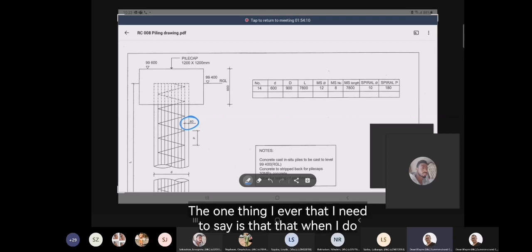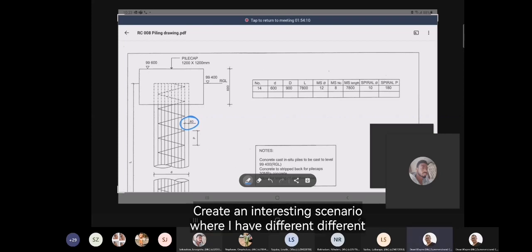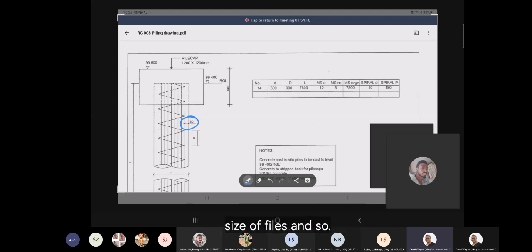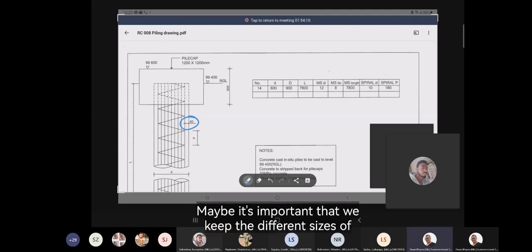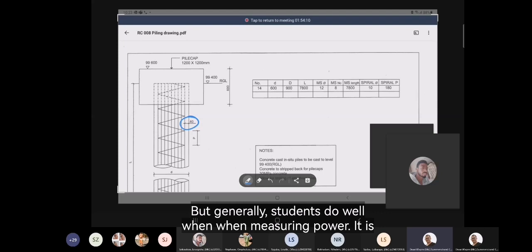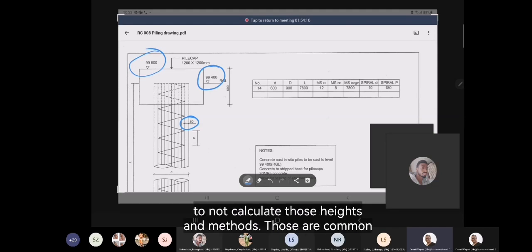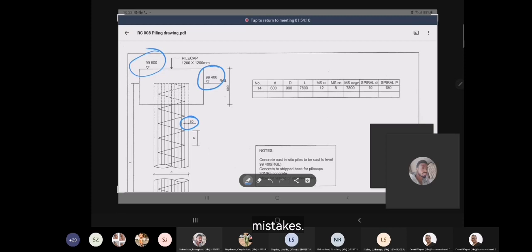The one thing, however, that I need to say is that when I do work with this, I generally try and create an interesting scenario where I have different sizes of piles and so on. It's important that we keep the different sizes of piles separated from one another. But generally, students do well when measuring piles. It's just things such as levels where students do not calculate those heights. Those are common mistakes. Okay.